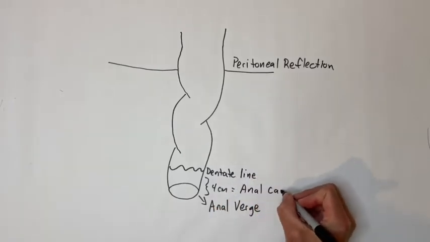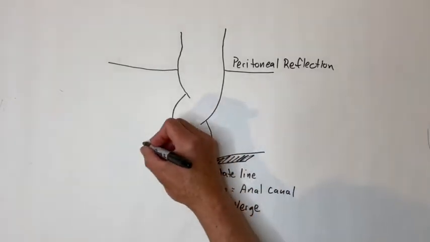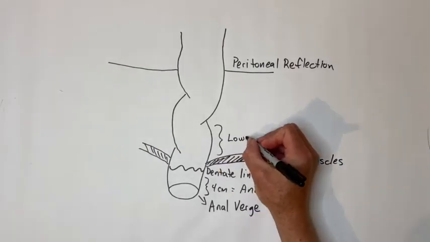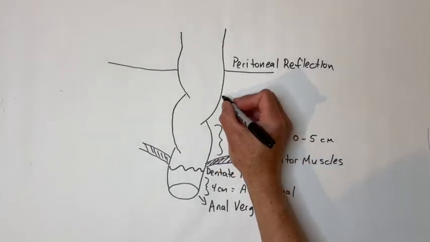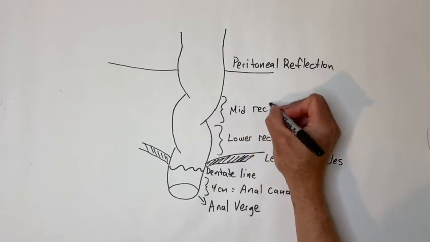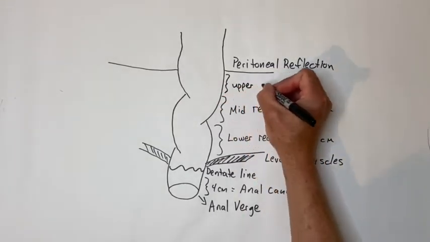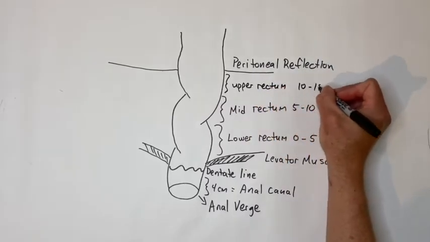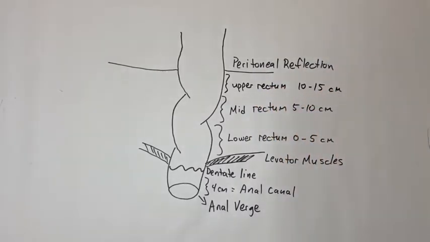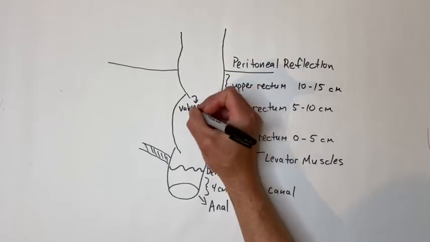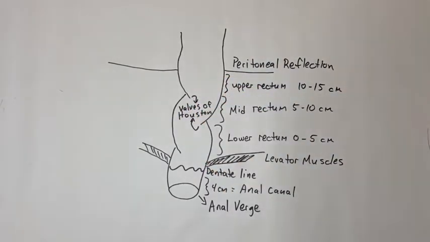The anal canal is the first 4 centimeters or so above the anal verge. Then past the dentate line, the rectum is divided into 3 sections. The lower rectum is 0 to 5 centimeters from the levators. The middle rectum is 5 to 10 centimeters from the levators. And the upper rectum is 10 to 15 centimeters from the levators. The distances vary depending on a person's height. 3 to 4 folds of the mucosa in the rectal lumen are called the valves of Houston.